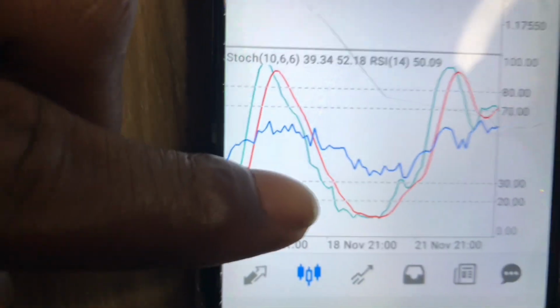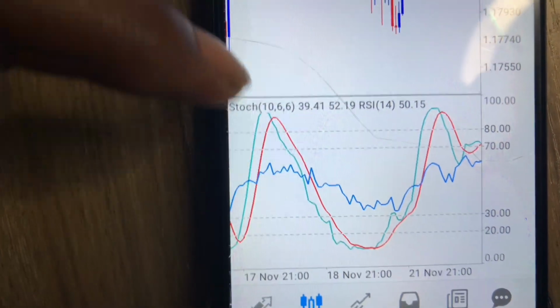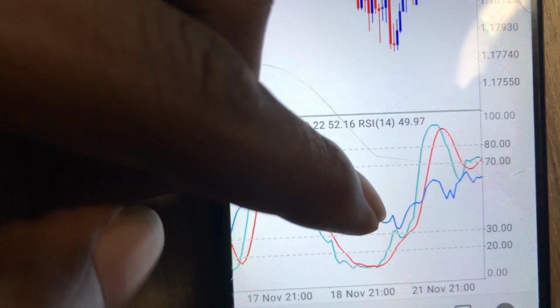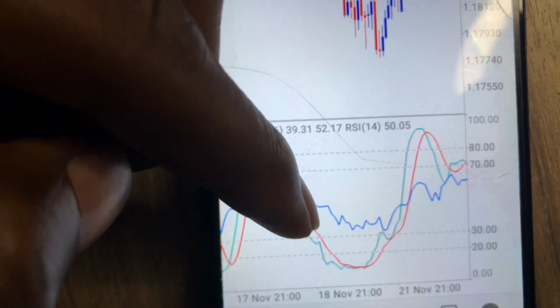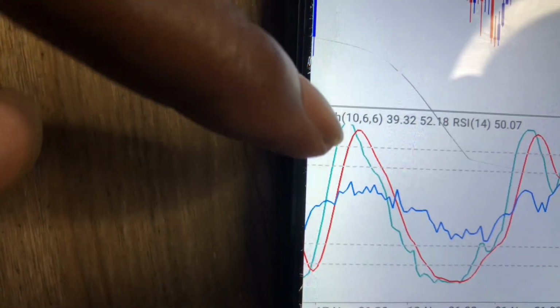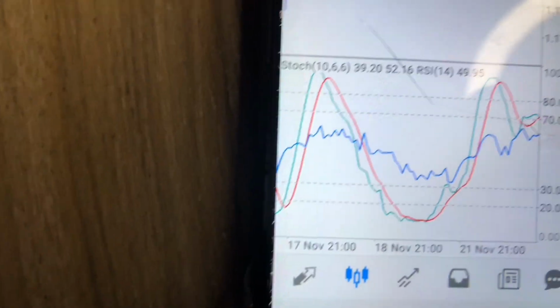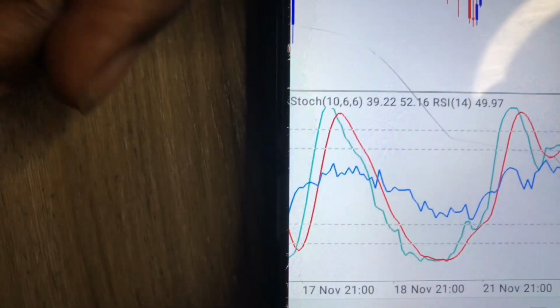Now we can see right here on the stochastic that price was at the 20 point. Then if you look at the relative strength index, you can see that price was not even at the 30, but price was close to. And if you also look at this point here again, you can see that the stochastic shows us that price is at the 80, price is at overbought. But look at the relative strength index, it's not close to the 70. So this is one thing that the stochastic actually does way better than the relative strength index.